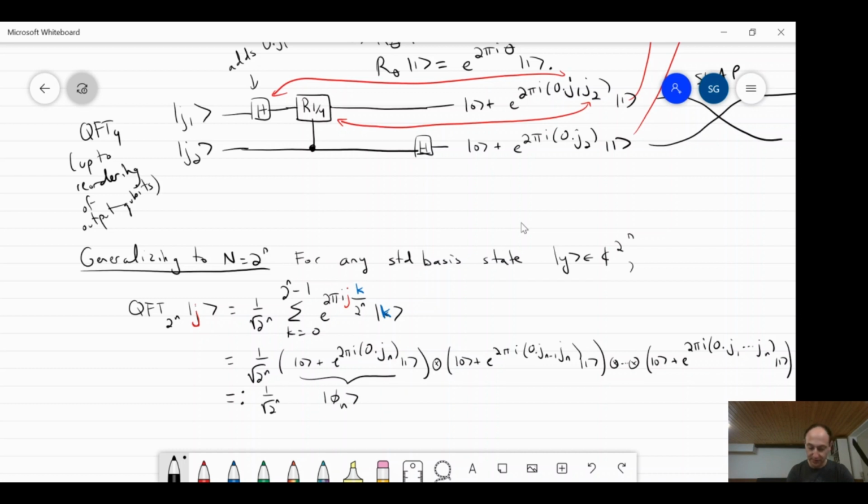I'm just going to index it by whatever list of bits shows up in the phase. Phi, the next one is n minus 1, n. And when you go all the way down the chain, right, you've got phi 1 comma n. Okay, so these are the output of QFT to the n.